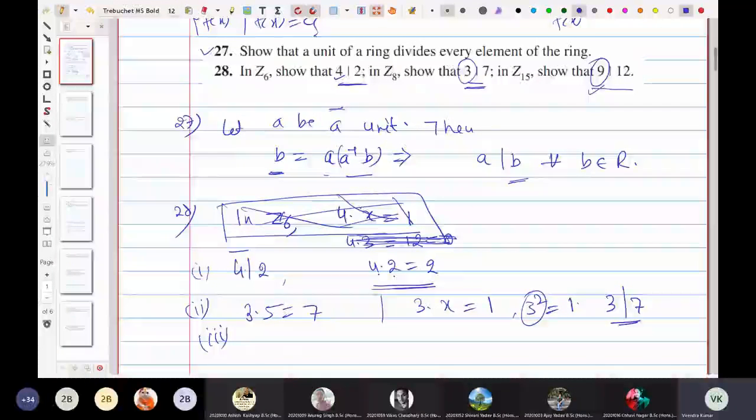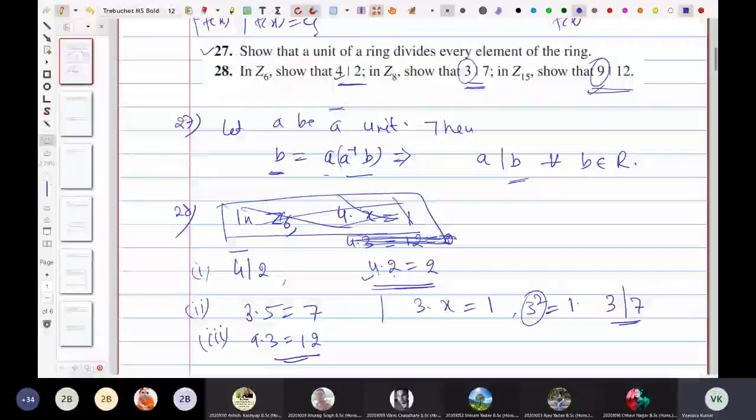What other element can we try? In Z15, we need to show that 9 divides 12. First question is whether it is a unit. If it is, then all right. Otherwise, we will try some other way. So what about 9 here? I think 9 times 3 is going to be 27. 27 divided by 15, the remainder is going to be 12, na? 12.